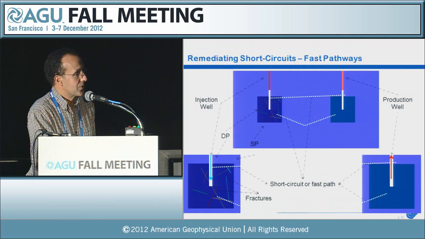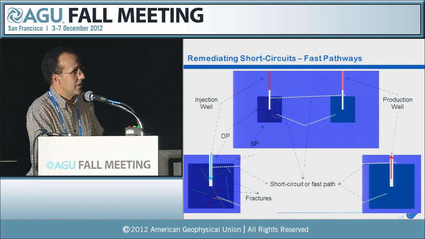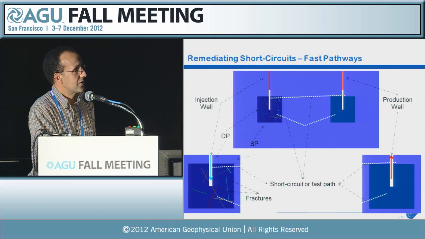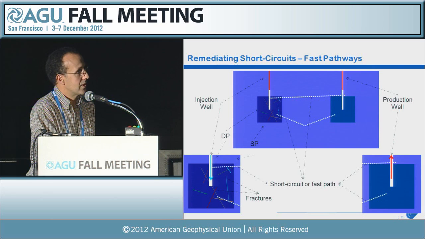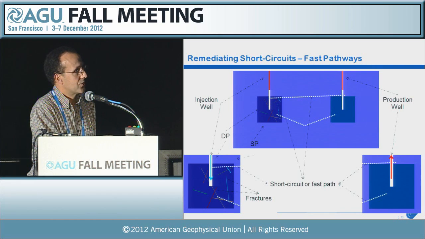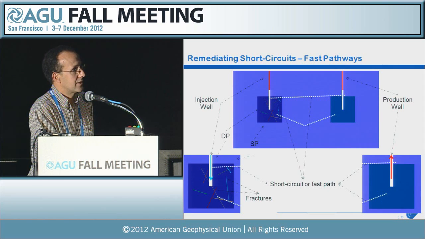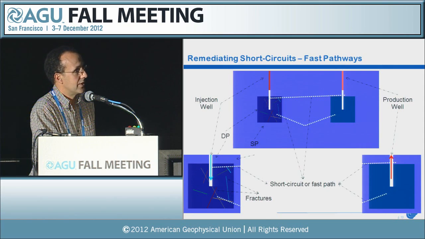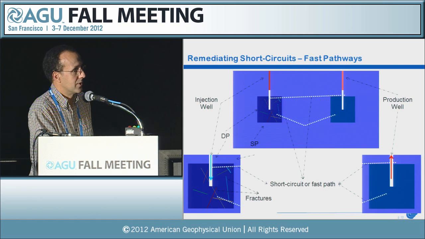So to remediate the short circuits, I'm giving you here a vertical cross-section, an injection well, an extraction well. There are a few fractures that intersect this rock. One of them creates a short path between the two wells, while the other one is hidden. Actually, you will not be able to characterize it through the well, and it's connecting the neighboring area, or the vicinity, of the two wells.